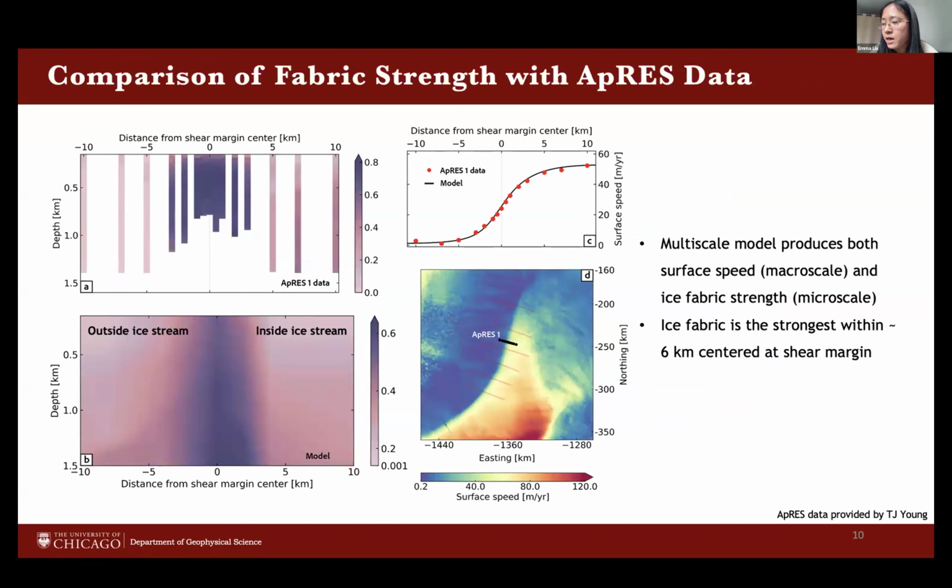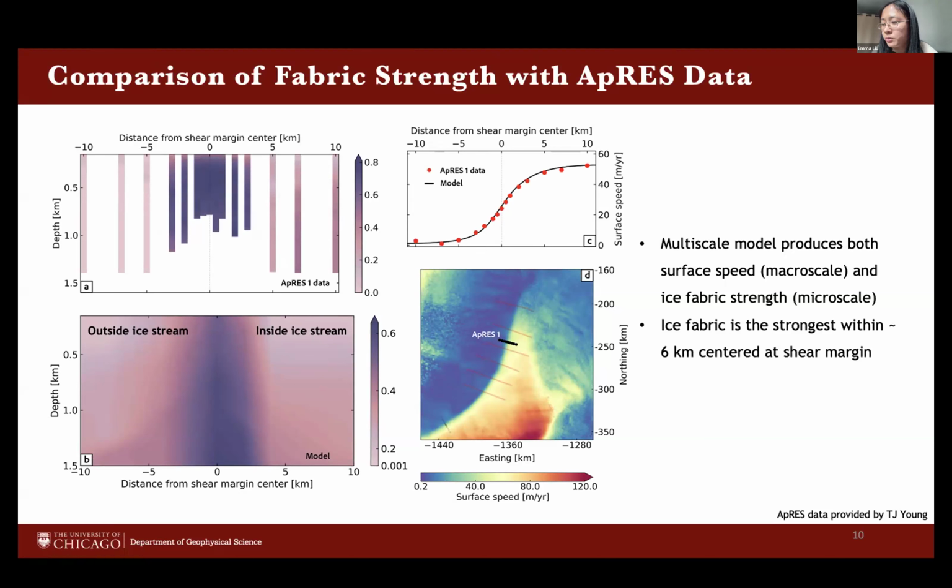Here is the first comparison with the AP-res data. The black dots on the surface speed map are the locations of the AP-res, the top left is the measured observed fabric strength, and the bottom panel is the modeled results. Overall, generally speaking, the model captured the main patterns, which is strongest fabric at the center of the shear margin, and then decreasing both towards the ridge and further into the ice stream.